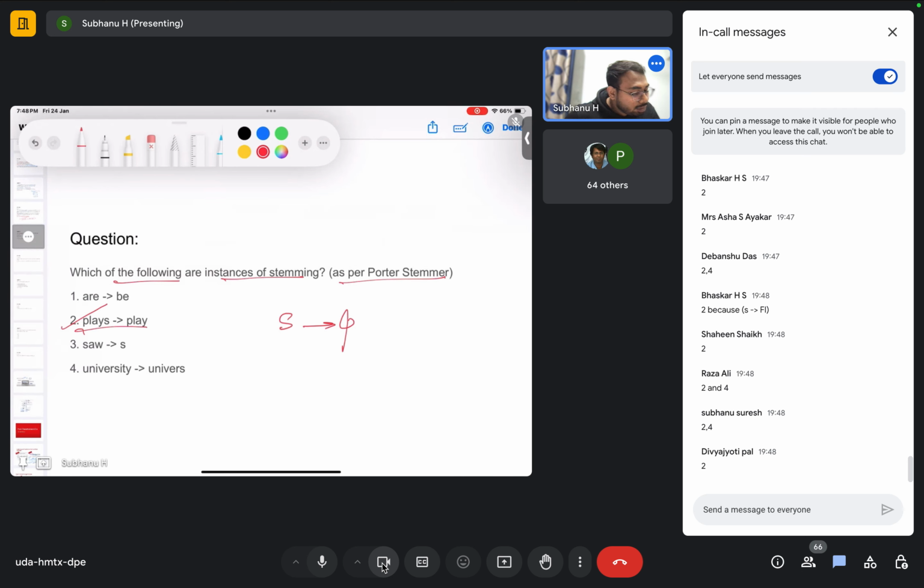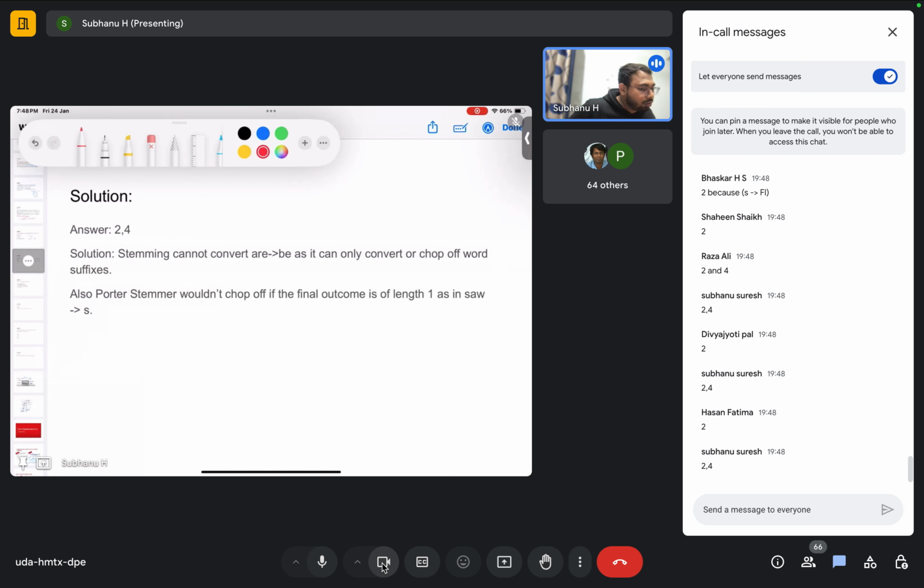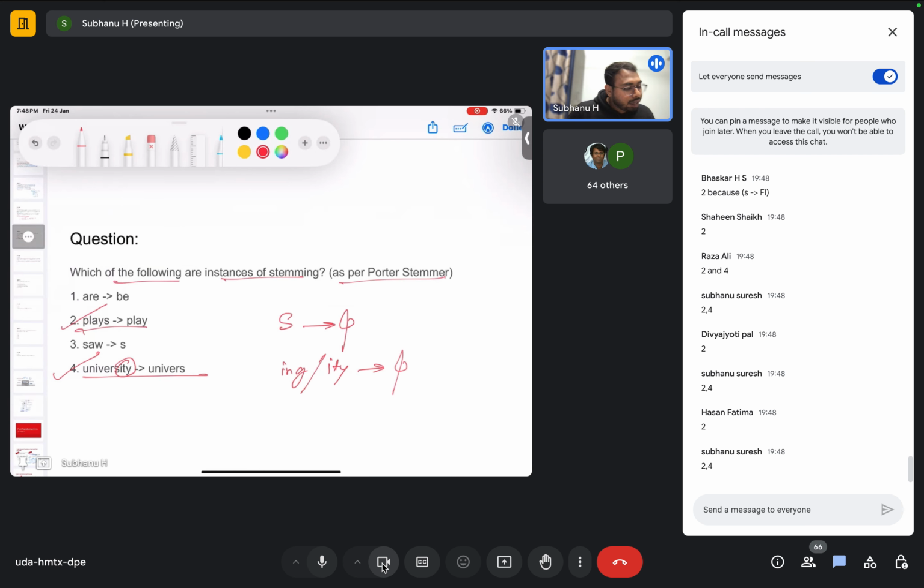Oh, okay, sorry. Bhaskar, I was just looking at you, but I also forgot about this one. So this is ITY. If ING or ITY, this will also come up with 5. So this universe is also a right answer. So stemming cannot convert R to B, as it only chops off word suffixes, so it can only cut it down. Also, Porter stemmer would not chop off if the final outcome is of length 1, as in saw. So it will not chop it off. If the last word is length 1, it will not chop it off, so that's why this is not our answer. Got it? So this is the thing.